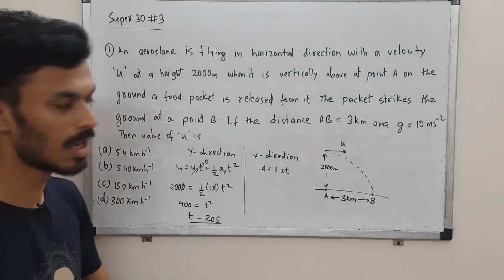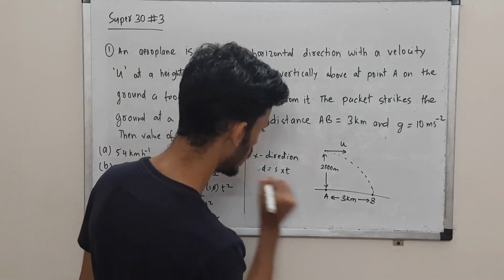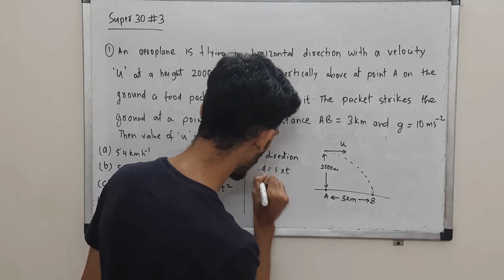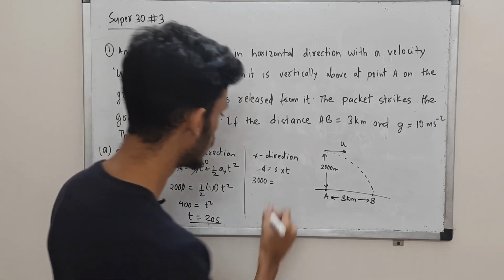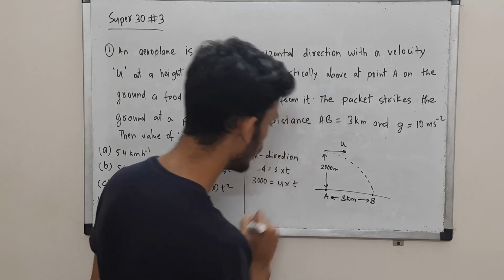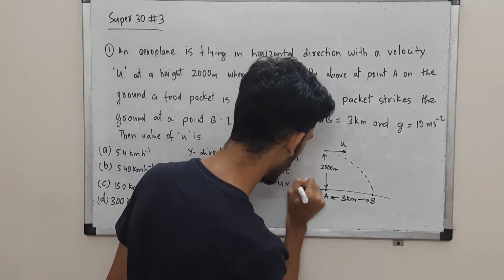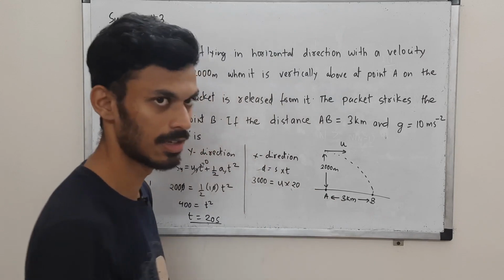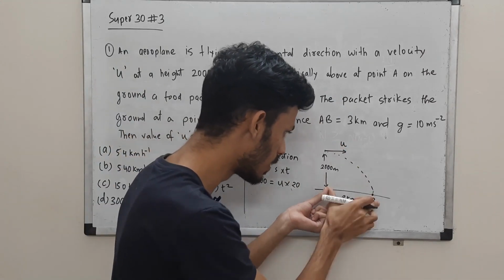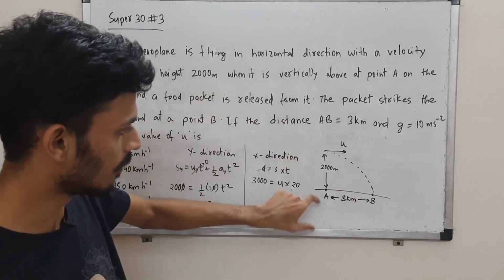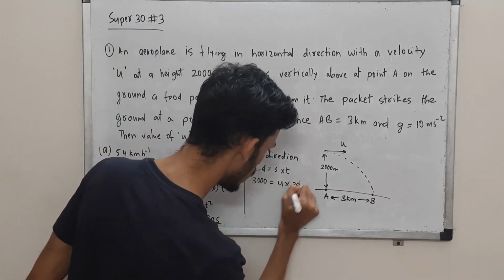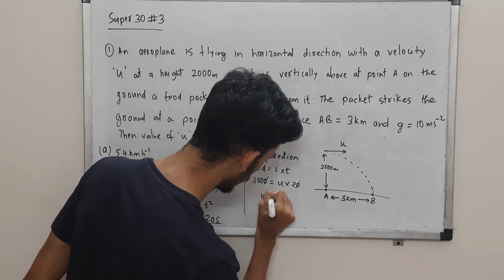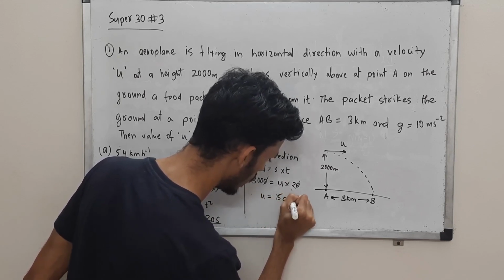The acceleration is 0. Okay, so we know the distance in the x direction is 3000 meters. S, which is the speed we are supposed to find, into time. Time is 20 seconds, because it takes 20 seconds to cover this distance. So this will cancel and you will get 150 meters per second.